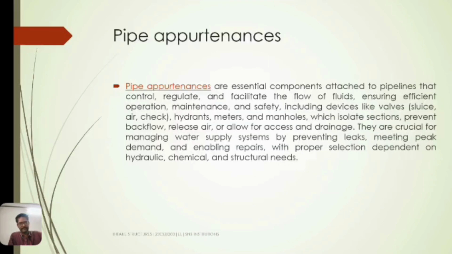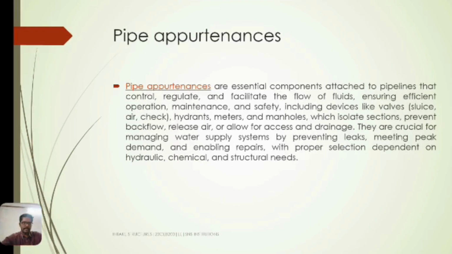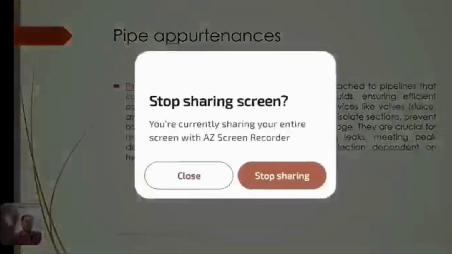This is the pipe appurtenances. Pipe appurtenances consist of the different materials and fittings used for maintaining and repairing the pipe, such as manholes as well as sluice valves. Common types of pipe appurtenances: valves, sluice valves, air release valves, check and non-return valves, and blow-off and scouring valves. The pipe appurtenances mainly consist of manholes.